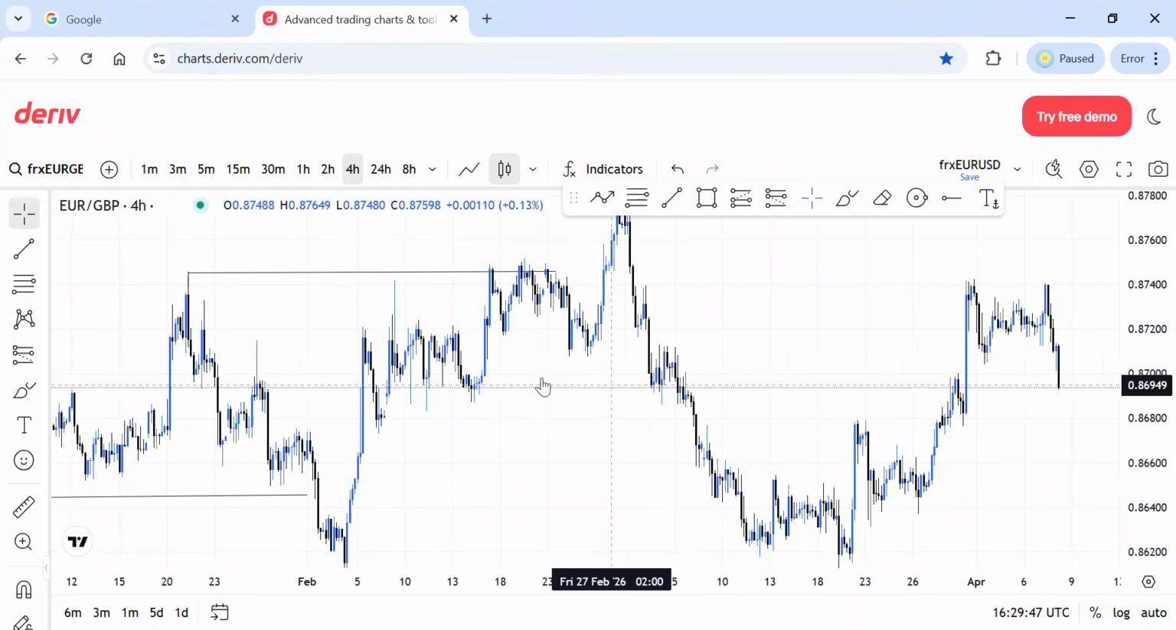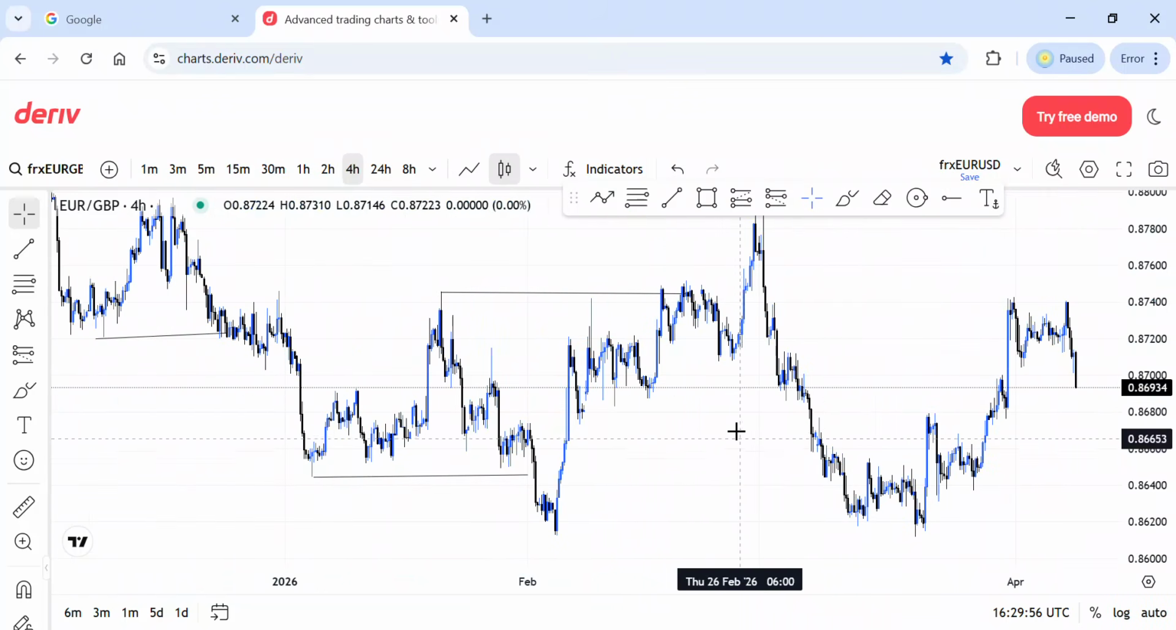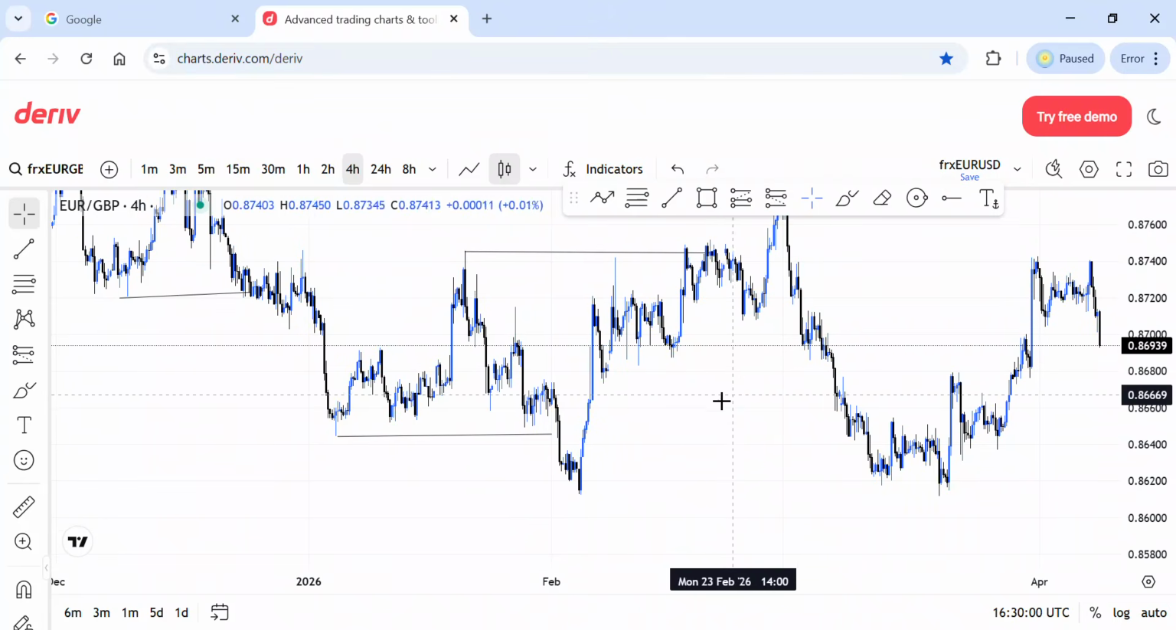Make sure a candle close is confirmed. A candle close is very important. I think this one closed. So make sure a candle close is confirmed. Don't make use of a wick as your breakout structure or a choke. Make sure a candle close is confirmed.